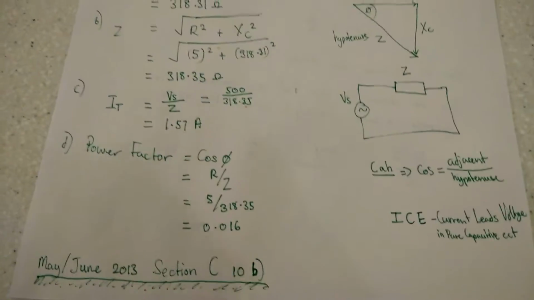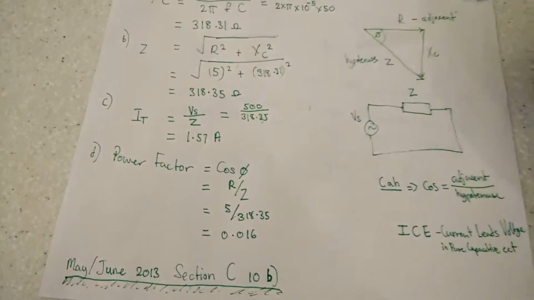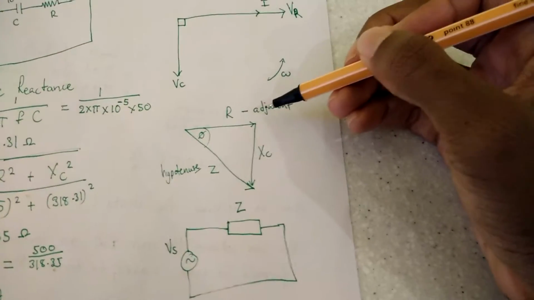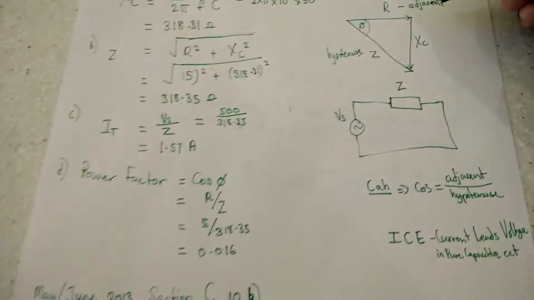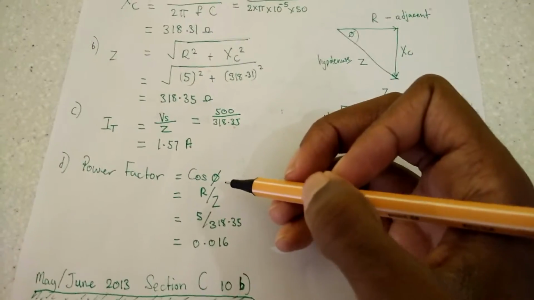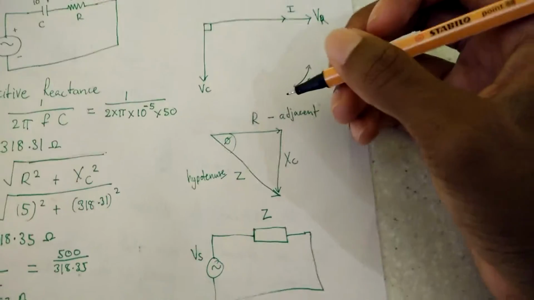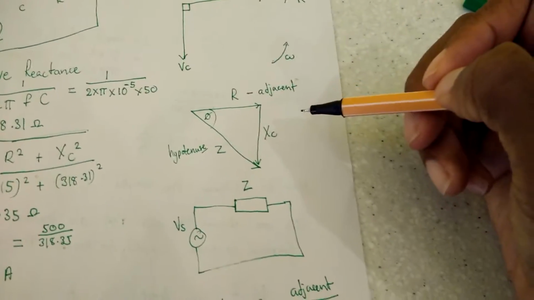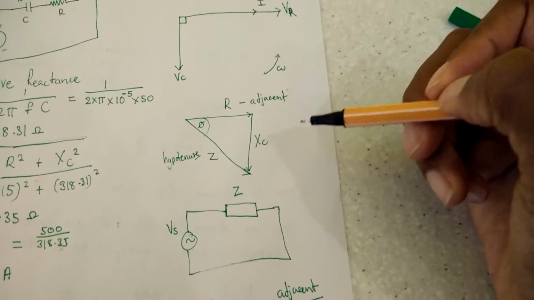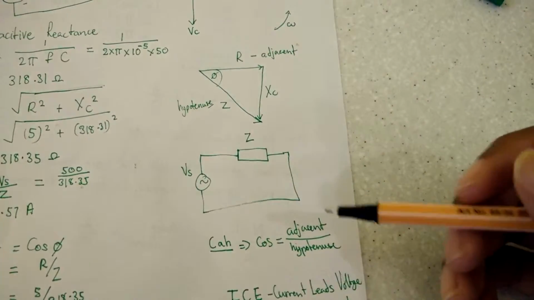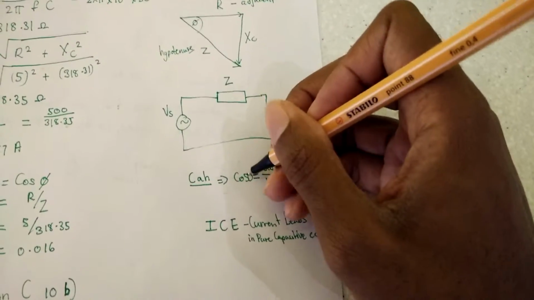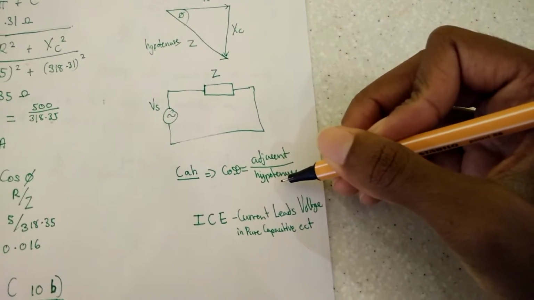Now, to calculate the power factor, we use a triangle which relates the impedance, the capacitive reactance, and the resistance. So we know that power factor is equal to cos theta, or cos phi, where phi will be the angle within this triangle. So we know that cos theta is equal to adjacent over hypotenuse, from the relationship SOHCAHTOA.